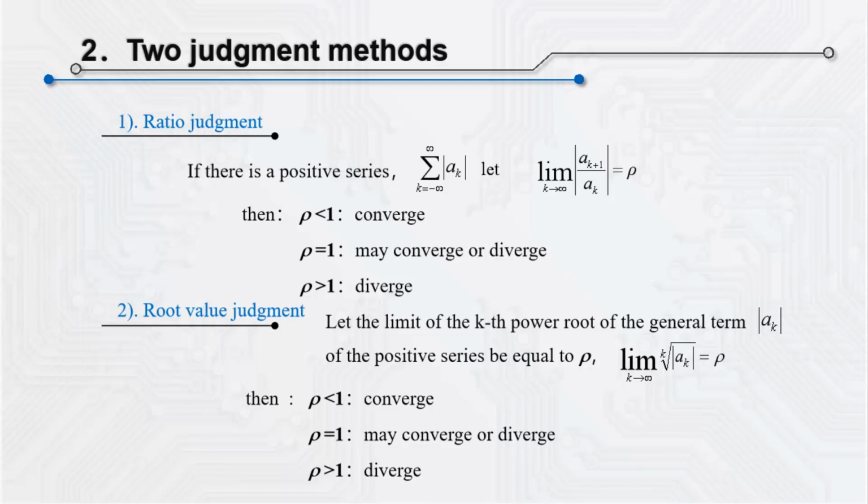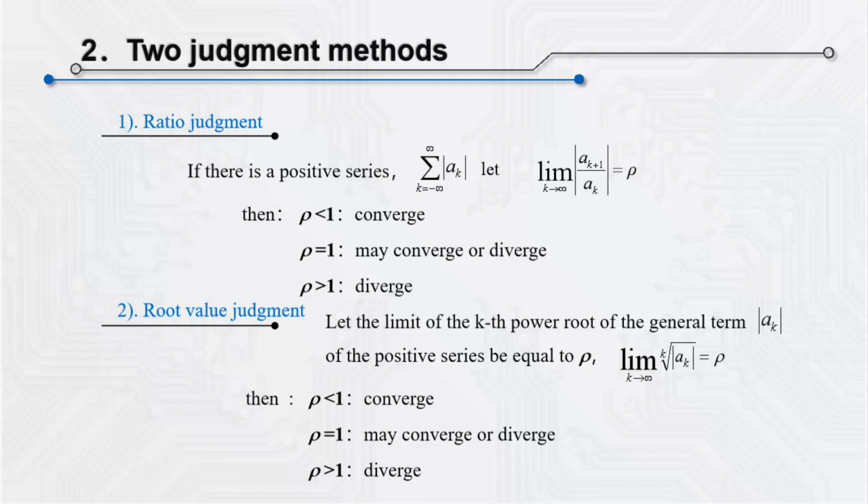If there is a positive series, we let ρ equal the ratio of these two terms. Through the corresponding analysis, we find that when ρ is less than 1, the sequence converges. So, this corresponding area is the convergence domain where the Z transform exists. In the other two cases, the Z transform does not exist.